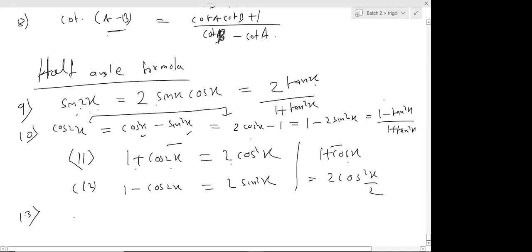13th formula, tan 2x, 2 tan x upon 1 minus tan square x. All right, note it down.